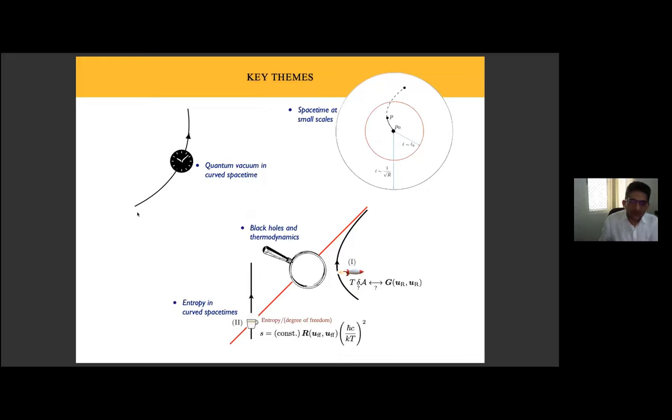This also includes topics which are related essentially to the structure of quantum vacuum in curved space-time, but I will just give a very, very quick word on it, and it will be covered in two other talks in this symposium, which I'll indicate towards the end of my presentation.